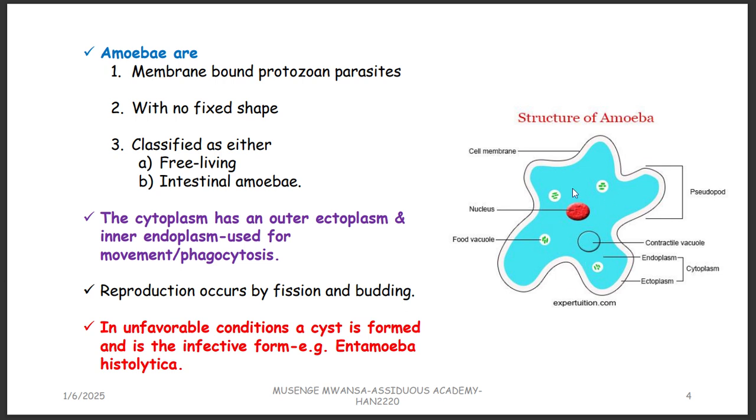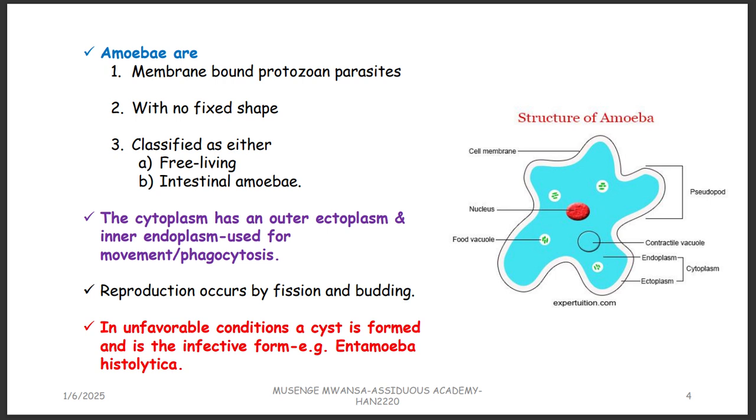So how do these guys reproduce? They are going to reproduce by what we call binary fission. You know, binary fission is just something being able to divide in the middle, and then you have got two. And they can also divide by budding. All these things you can see are exam questions. So how do amoebas divide or reproduce? Binary fission or budding.